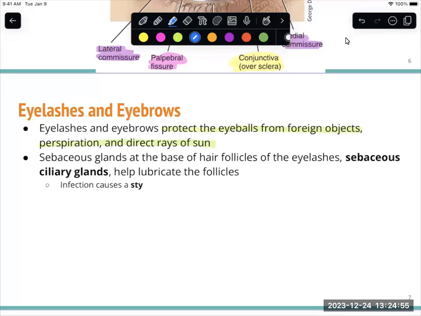We have sebaceous glands at the base of every hair follicle of our eyelashes. They're known as sebaceous ciliary glands. They are lubricating your eyelashes. If one of those sebaceous glands gets infected, that's what causes a stye.